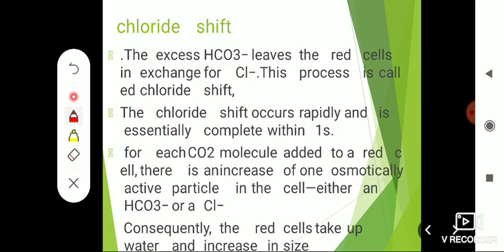Now, one additional thing takes place at the tissues because of the HCO3 which is released. HCO3 leaves the red cells in exchange for chloride. This process is called chloride shift. The chloride shift occurs rapidly and is essentially complete within 1 second. For each CO2 molecule added to a red cell, there is an increase of one osmotically active particle in the cell, either an HCO3 or chloride. Consequently, the red cell takes up water and increases in size. So this effect is called chloride shift.